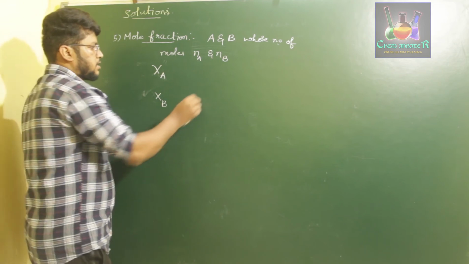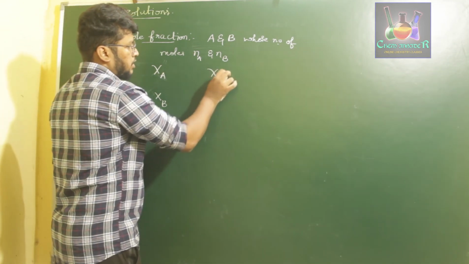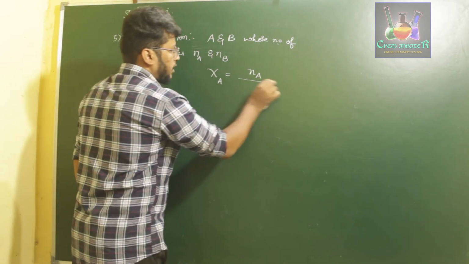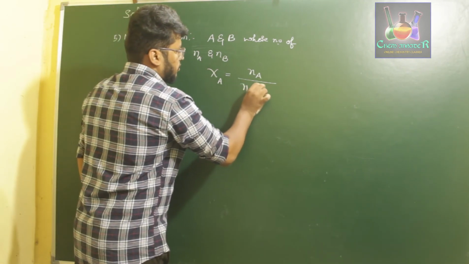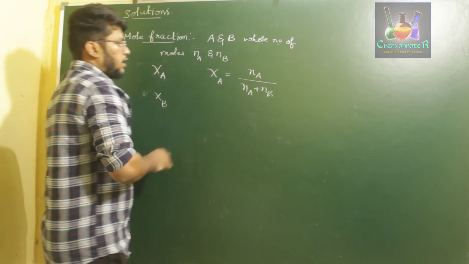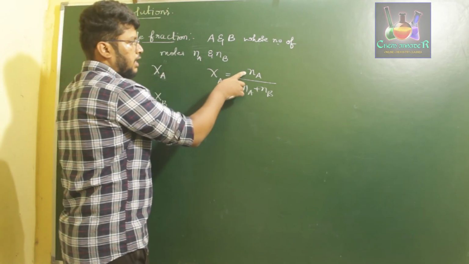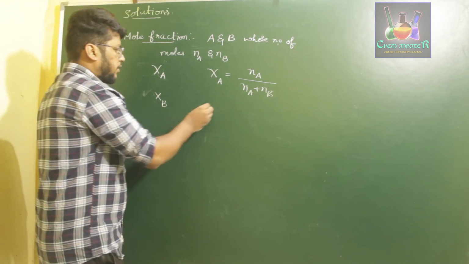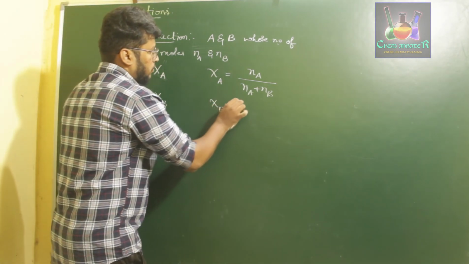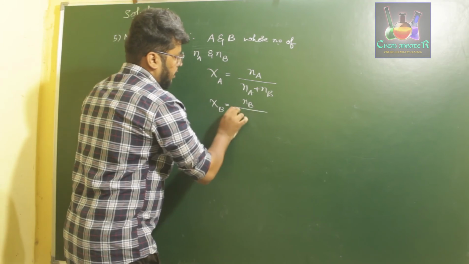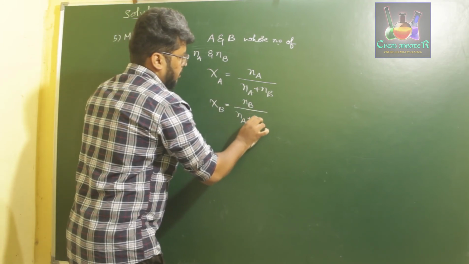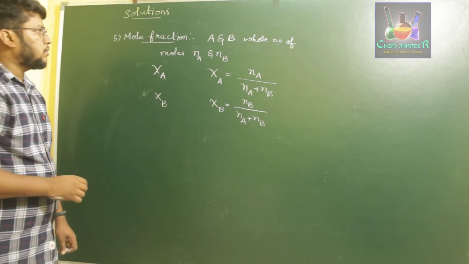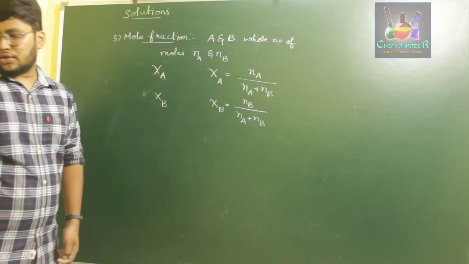Okay, so this is how mole fraction of a component is calculated. What it means is, mole fraction of a component is equal to number of moles of that component divided by total number of moles of the solution. That is, mole fraction of A is equal to Na divided by Na plus Nb. And for XB, it will be equal to Nb divided by Na plus Nb. So this is how we calculate mole fraction of a given component of a binary solution.